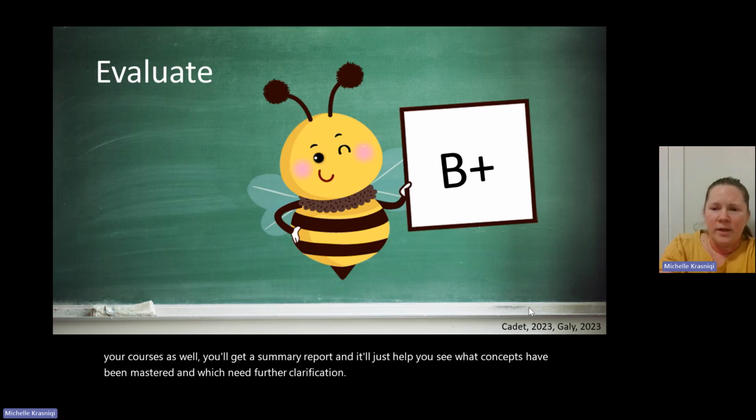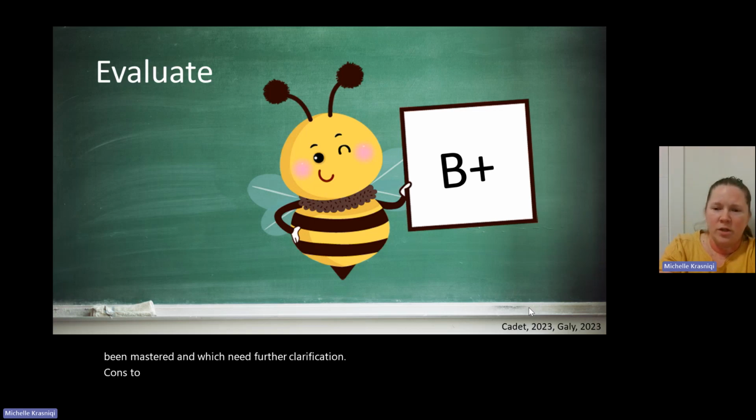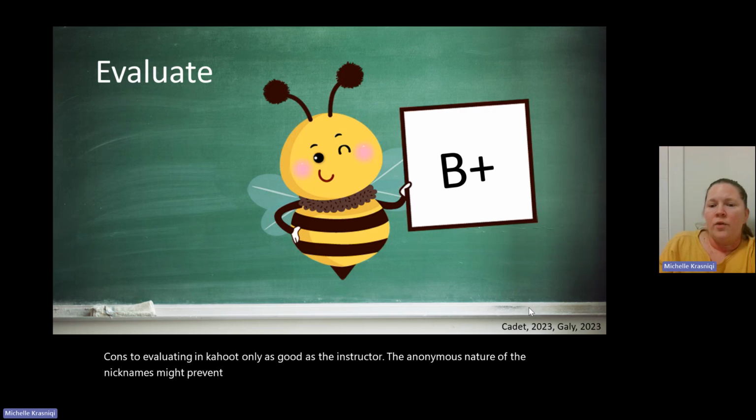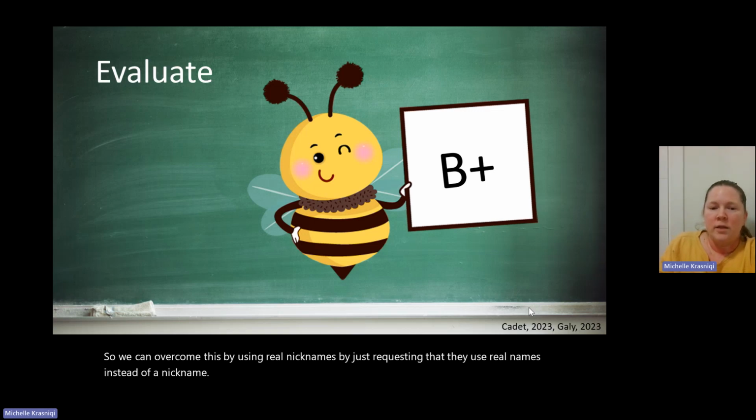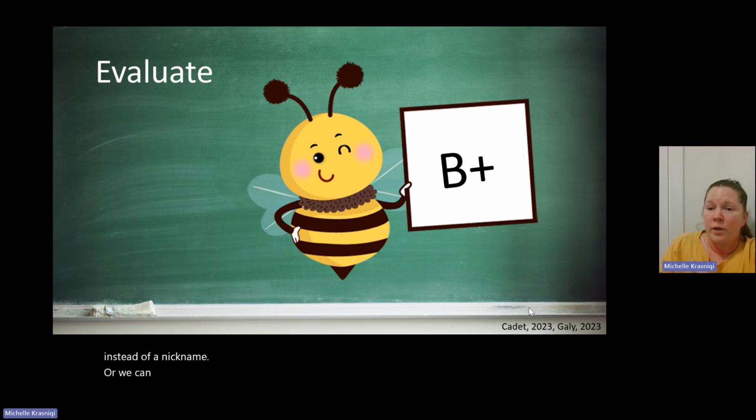Cons to evaluating in Kahoot: only as good as the instructor. The anonymous nature of the nicknames might prevent you as an instructor from knowing which student struggled with what content. So we can overcome this by using real nicknames, by just requesting that they use real names instead of a nickname. Or we can just take it for what it is. It's anonymous, but we know that maybe 60% of the class struggled with this specific question.